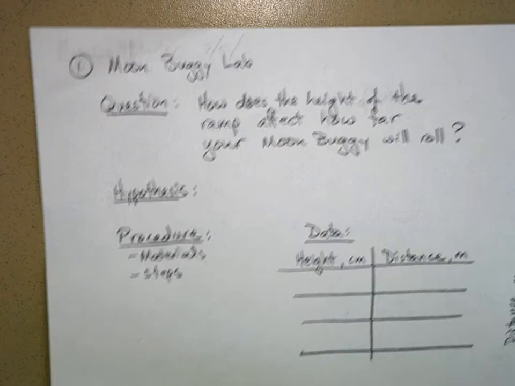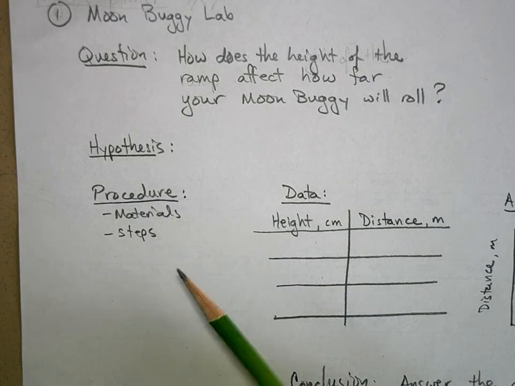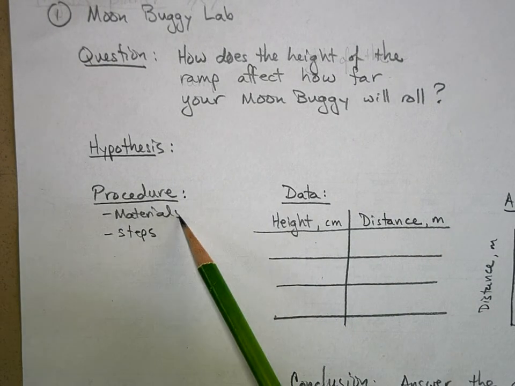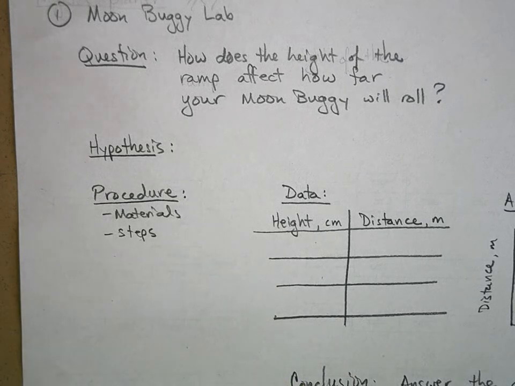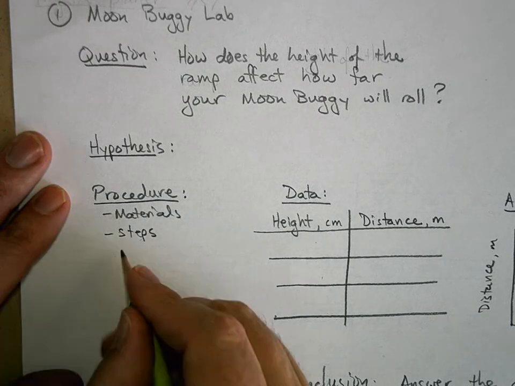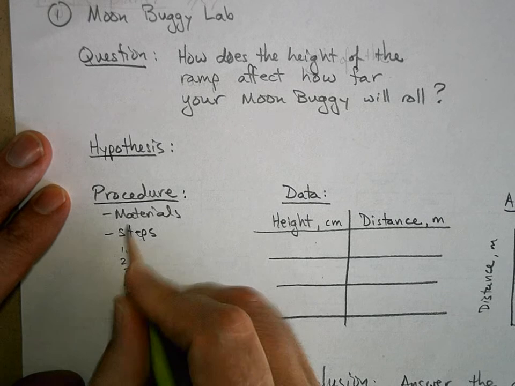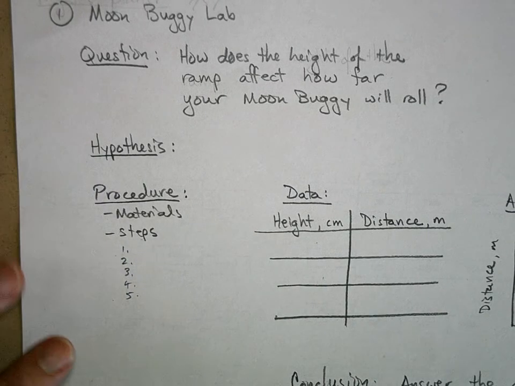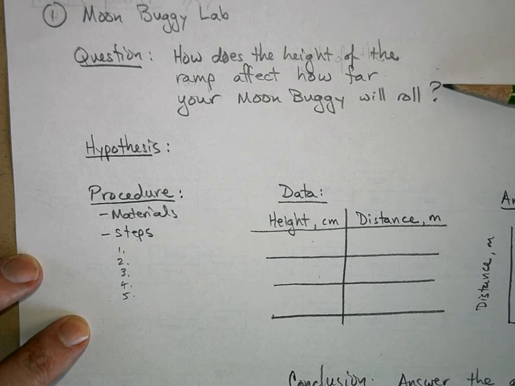After I'm done explaining, I want you to write a procedure. List the materials you're going to use, and then write a step-by-step procedure, kind of like what we did with the power lab, okay? Most of my labs follow this basic layout, so get used to it. Step 1, 2, 3, 4, 5, what are the things that you're going to do to gather data so that you can answer this question?